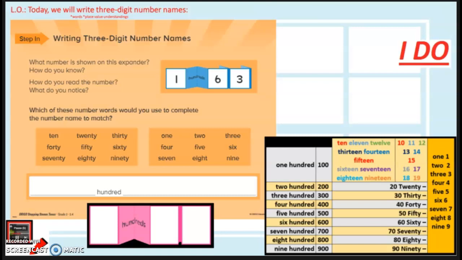Now, I have these number words. How might I use them to match and complete the name? They read 10, 20, 30, 40, 50, 60, 70, 80, 90, 1, 2, 3, 4, 5, 6, 7, 8, 9, and below, blank, 100, blank. Do you start to see a connection between our expander and this sentence stem right here for us?